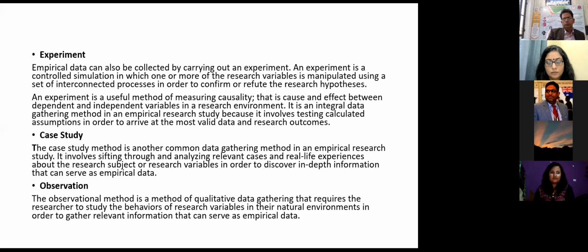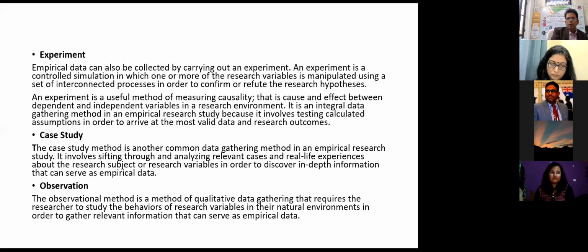I'm just looking at the present scenario, but then you keep something else also. What are the other things? Let the respondent tell you that okay, these are the extra things that give me extra satisfaction, so that will add to your experimentation process. So it is an integral data gathering method in an empirical research study, because it involves testing calculated assumptions in order to arrive at the most valid data and research outcomes.